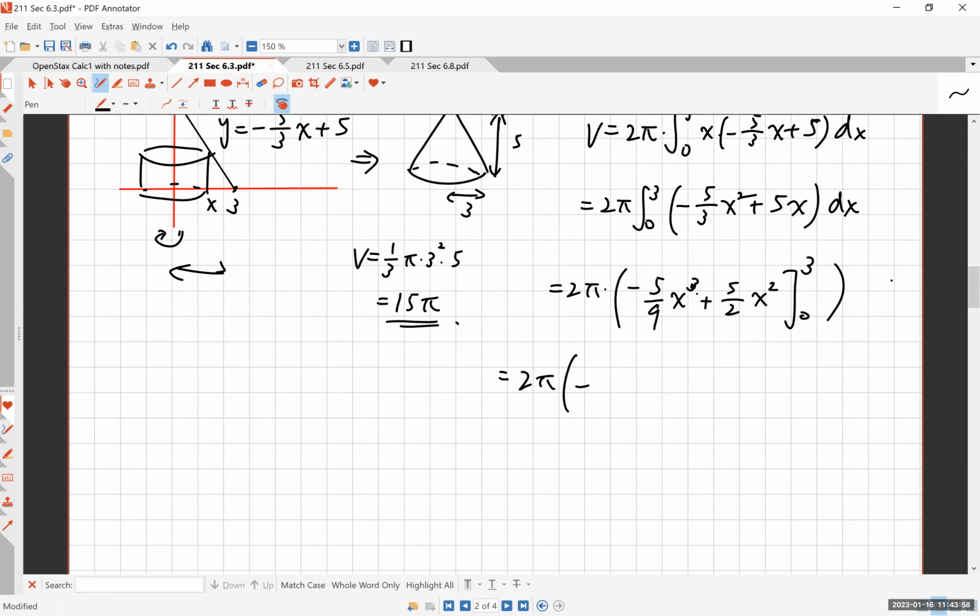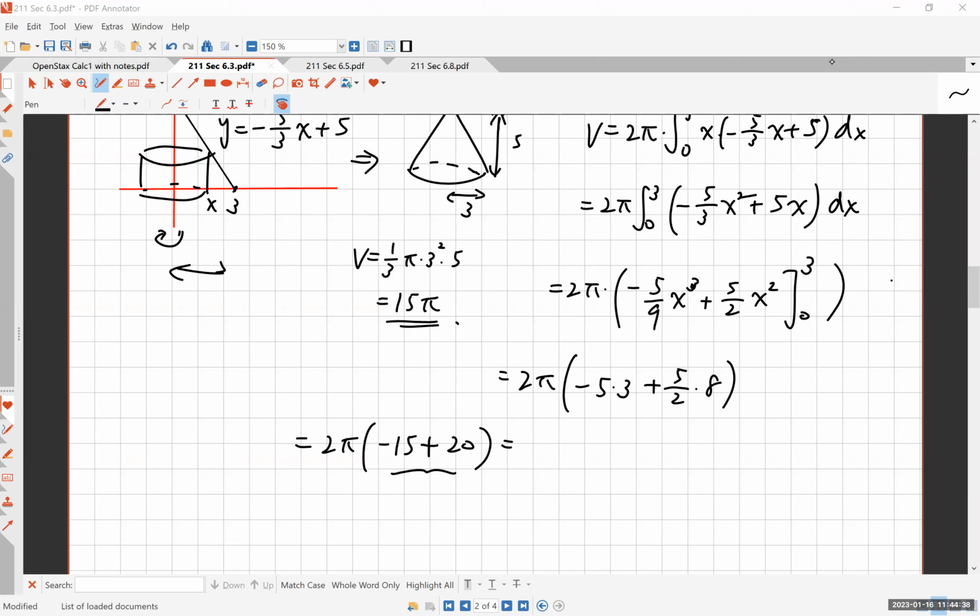Okay, so now plug in 3. 3 times 3 times 3 is 27. So that part is 5 times 3. And then 5 over 2, and then plug in 2 to the third, which is 8. Okay, so this inside is going to be simplified. -15 plus, and then that's 20. And that turns out to be, so it does not turn out to be right because I entered this incorrectly. Not 2 to the third. I have 3 squared, which is 9. Okay, so that's 45 divided by 2.